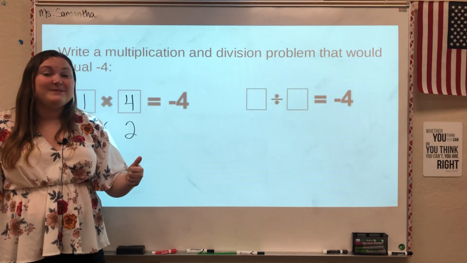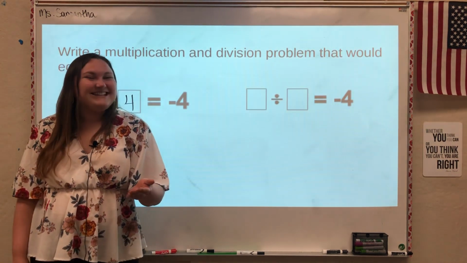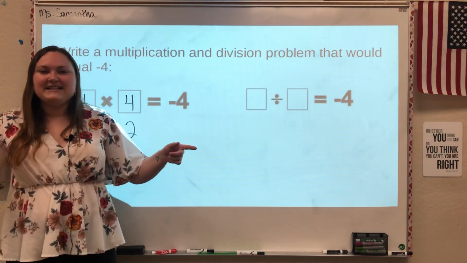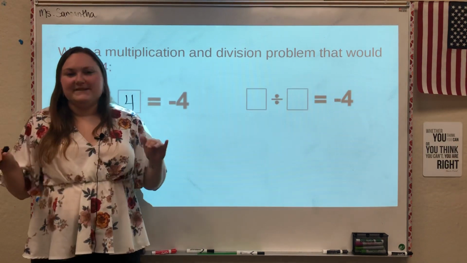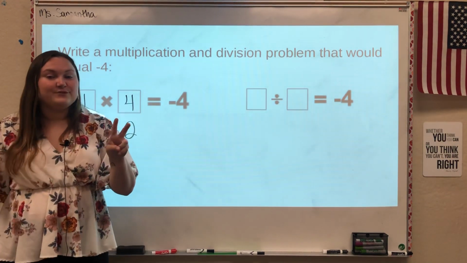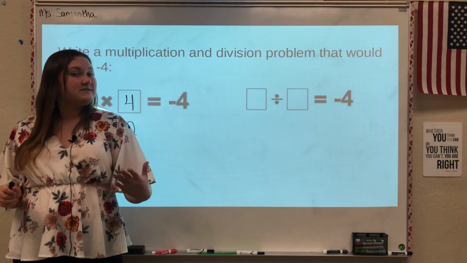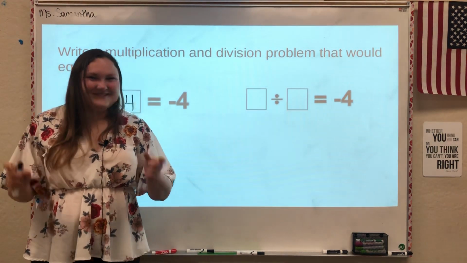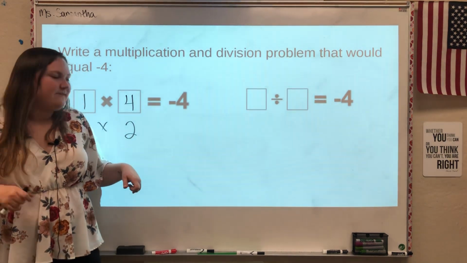One is when you multiply different signs, the answer is negative. That means if you have a positive and a negative and you multiply them together, the answer is always going to be negative. And then the second rule is if you multiply two negative numbers, the answer is positive. So if I've got a negative times a negative, my answer always, always, always will be positive.